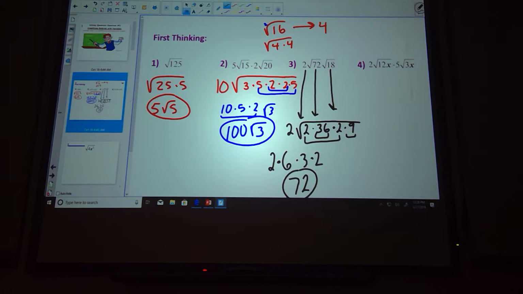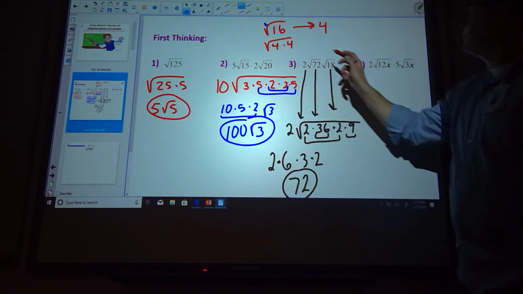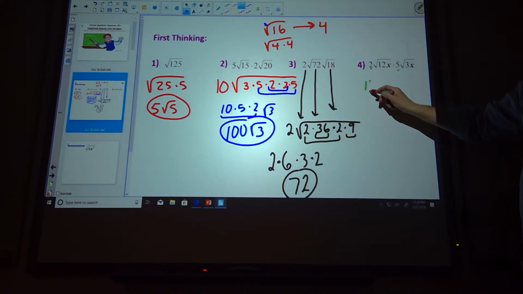What's outside my problem right now? 2 and 5. So what's going to be outside technically? 10? Everyone feel good with that? So outside, I have 2 and 5. I got 2 and 5, so I got 10. All right, let's take a look inside.